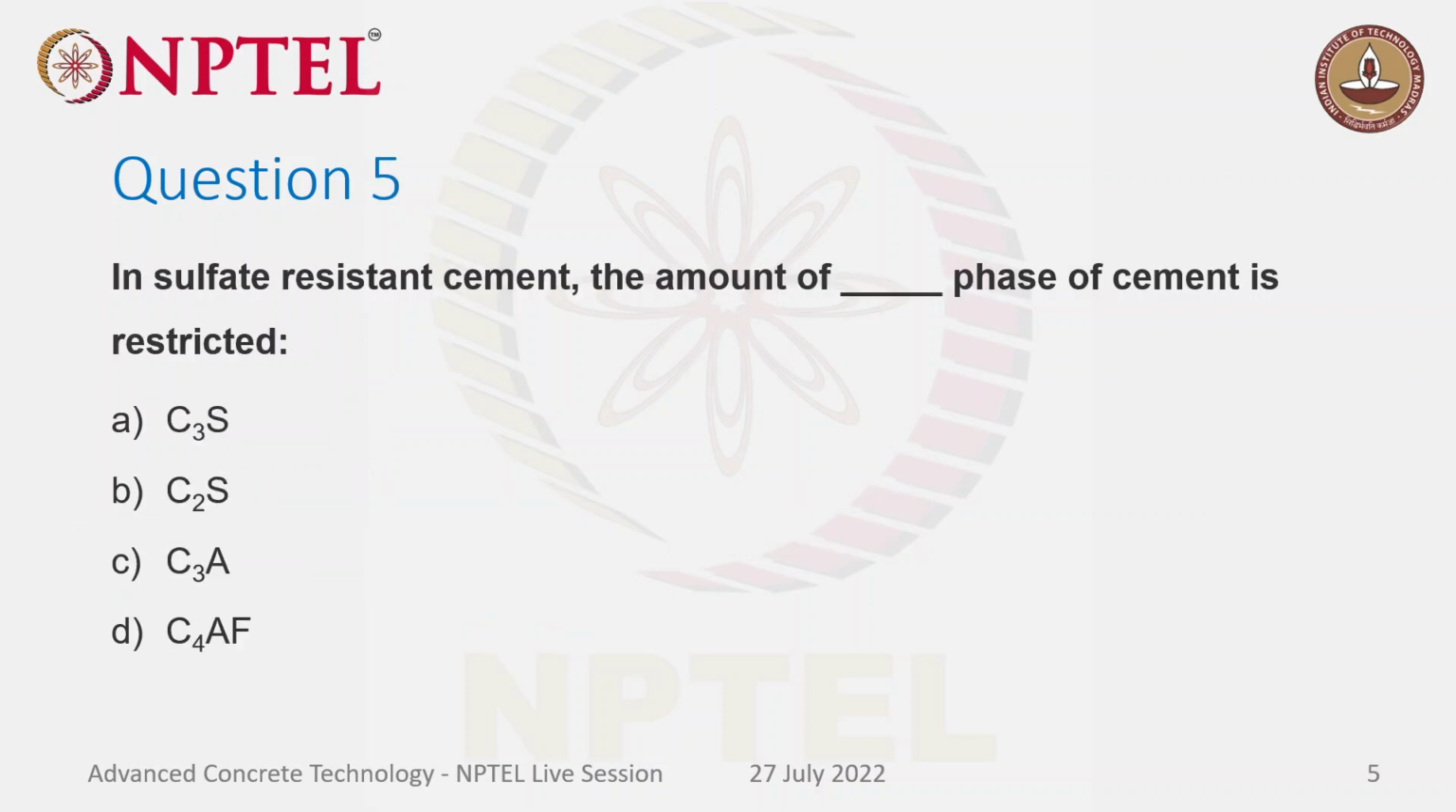Okay, moving to question 5. In sulfate resistant cement, the amount of a particular phase of cement is restricted. We know that there are 4 types of Bogue compounds: C3S, tricalcium silicate; C2S, dicalcium silicate; then tricalcium aluminate, which is C3A; and then tetracalcium aluminoferrite. Out of these 4 phases, which particular phase is restricted for sulfate resisting cement?